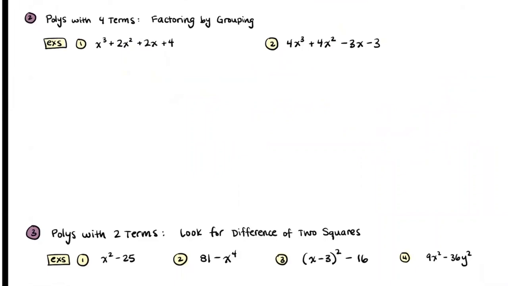The second thing that's kind of easy to spot is if you have a polynomial with 4 terms in it. When that's the case, the method that you want to use is called factoring by grouping. So I'll remind you how that works by way of these 2 examples. For our first example, let's look at x cubed plus 2x squared plus 2x plus 4. So you can see we have 4 terms here: the x cubed, the 2x squared, the 2x, and the 4. And so what we do is see if there's a GCF first, and there's not, so we can't factor out a GCF. What you want to do is group 2 groups of 2.